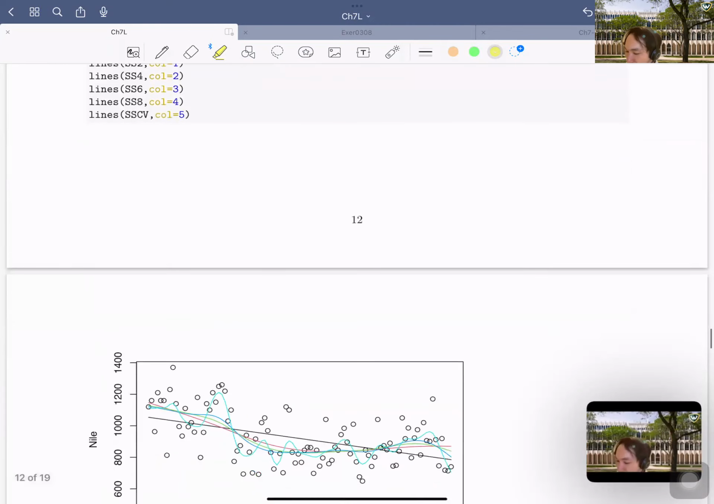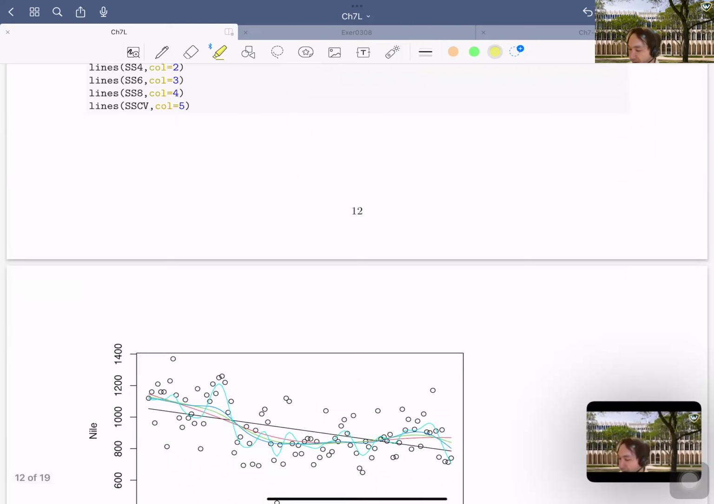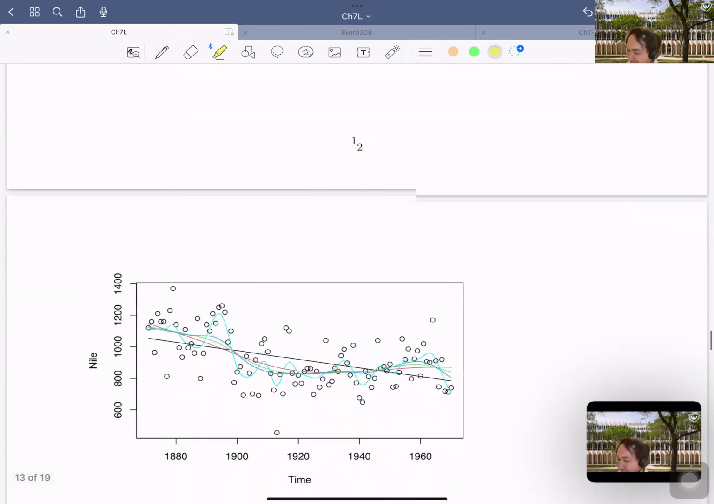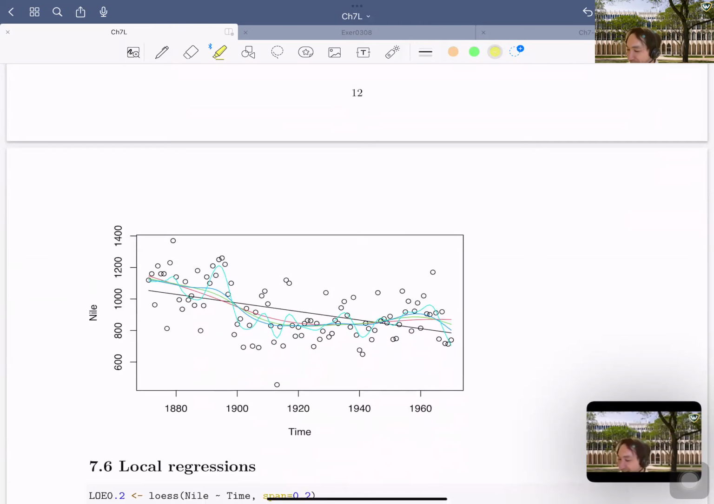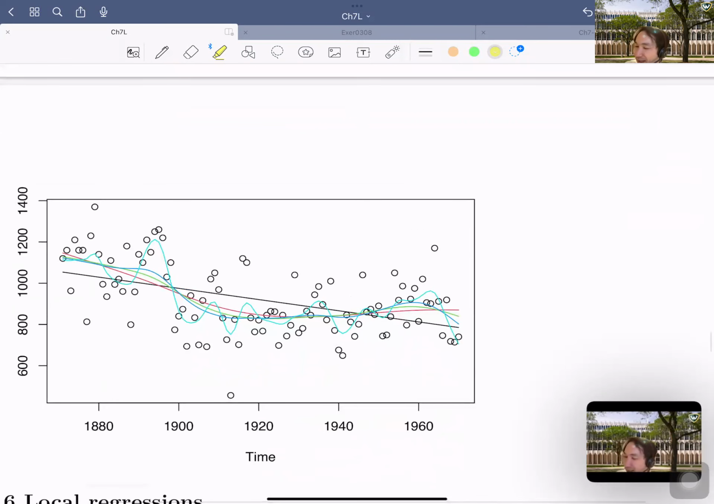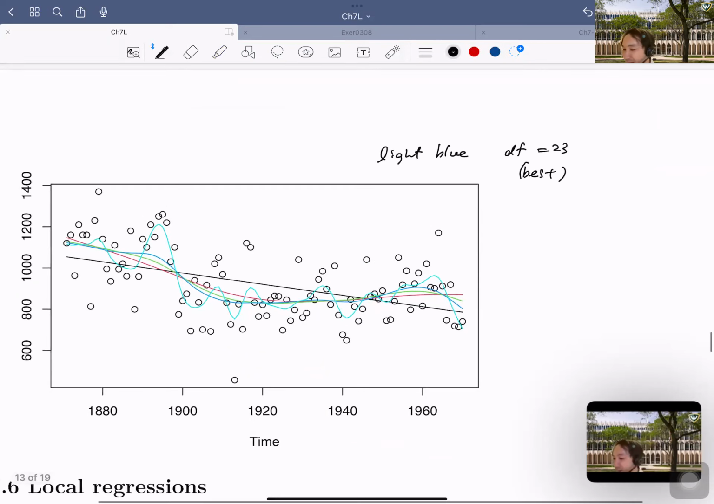Yes, so 1, 2, 3. Oh, it sounds a little strange. So these are fitted curves. So the light blue one has effective degrees of freedom of 23, and this is best. But it does not look best in our view.